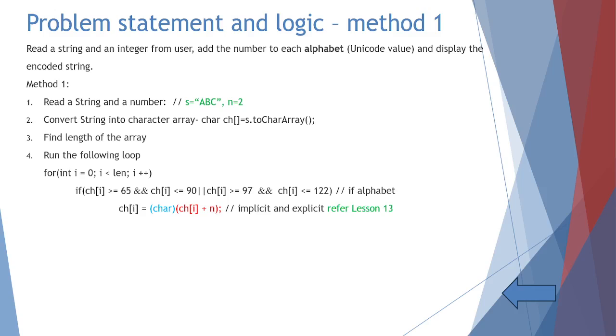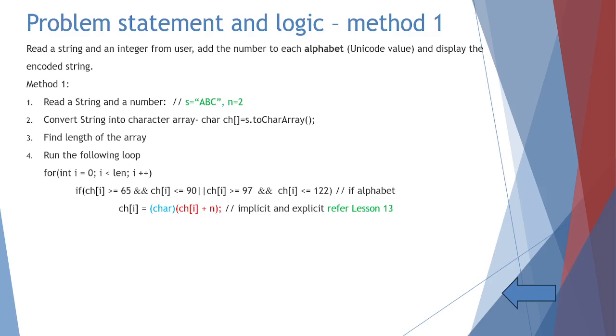Ch of I would be capital A because string S has ABC. ABC is converted into a character array. So a character, that is 65 plus 2, is implicit conversion. Why? Because character is of 2 bytes, integer of 4 bytes. So automatically it converts. 65 plus 2 is 67. But we want to store this 67 in the character array. Character array cannot store a number. So we need explicit conversion.